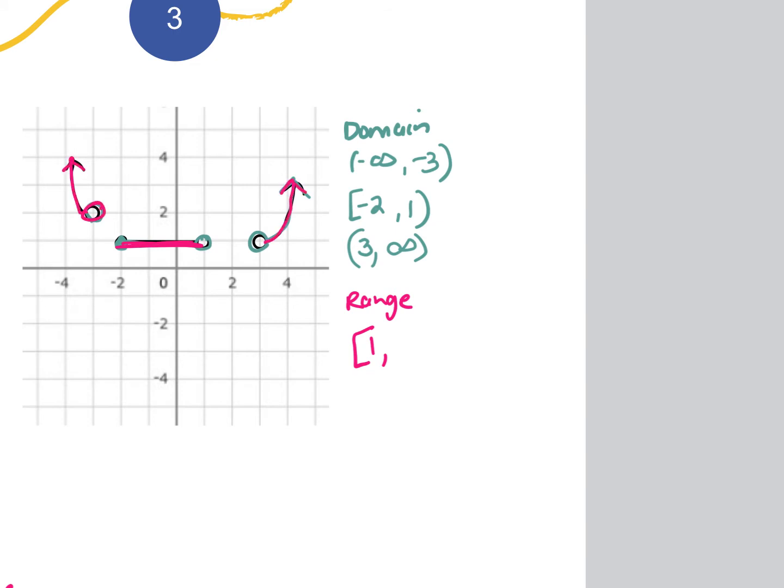As long as there are values plotted on the y anywhere on my graph, I count that part of my range. So even though this one's only on the 1, these both continue up. So this starts at 1 and keeps going up to positive infinity, which is what my range is going to do. It doesn't matter if there's an open dot somewhere else. If there is a point at that y, we count it.